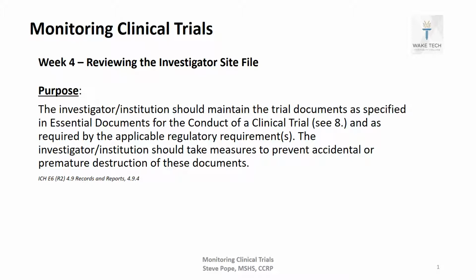So let's first of all take a look at the purpose of what we're doing this week. The investigator/institution should maintain the trial documents as specified in essential documents for the conduct of a clinical trial and as required by the applicable regulatory requirements. The investigator/institution should take measures to prevent accidental or premature destruction of these documents. This comes from ICH E6 R2 section 4.9 records and reports. So this is what we're going to be focusing on this week.